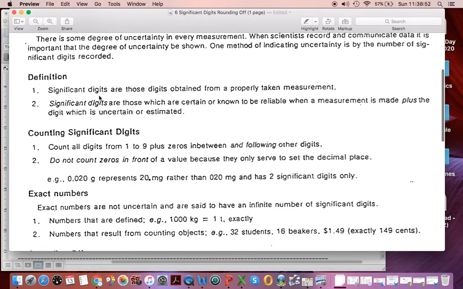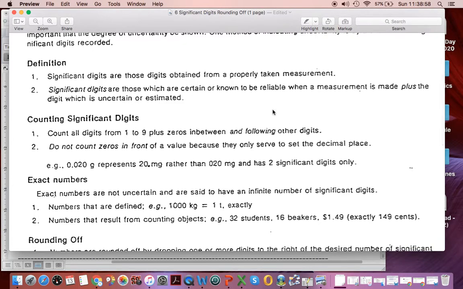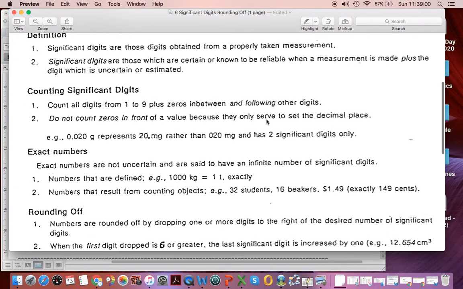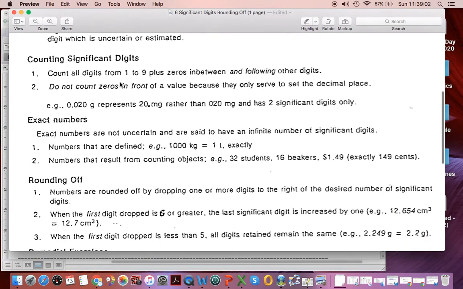So it talks about significant digits, and these are the digits obtained from a properly taken measurement. And you should know the rules of significant digits, and it reminds you that anything from 1 to 9, any non-zero digit is significant. And the real challenge is figuring out, are the zeros part of the measurement or are they placeholders?